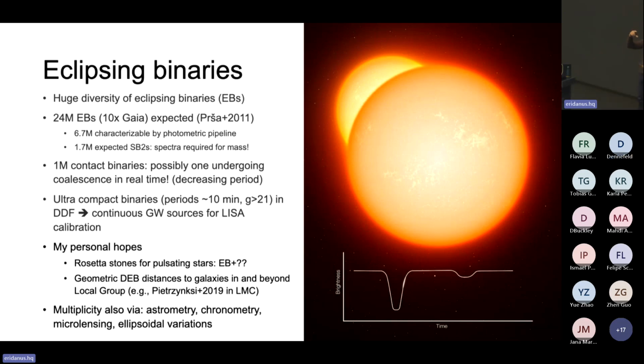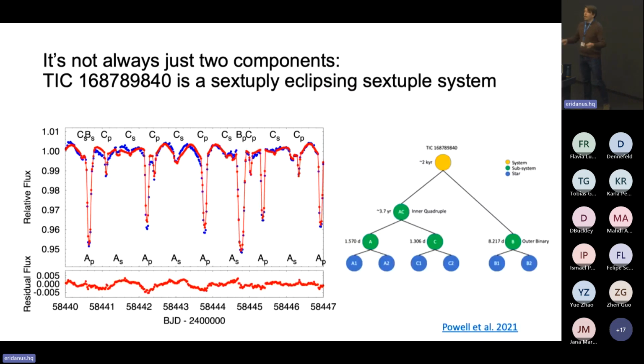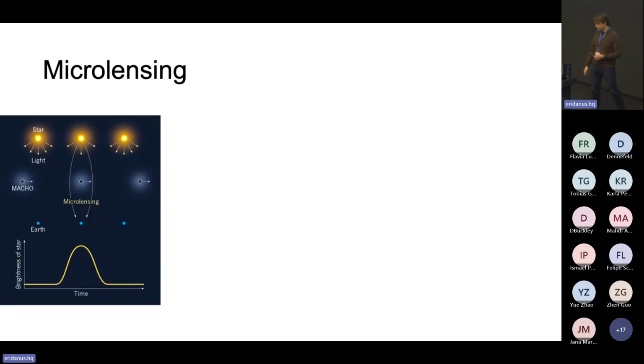In particular, if you have a pulsating source, you can measure modulations in the pulsation as stars are orbiting. You can measure microlensing, ellipsoidal variations, and so on. And of course, binaries are not the only form of multiplicity that exists. Here you see an example of a sextuply eclipsing sextuple system. This has been measured in TESS. These kind of complications, of course, can also arise and are particularly interesting.